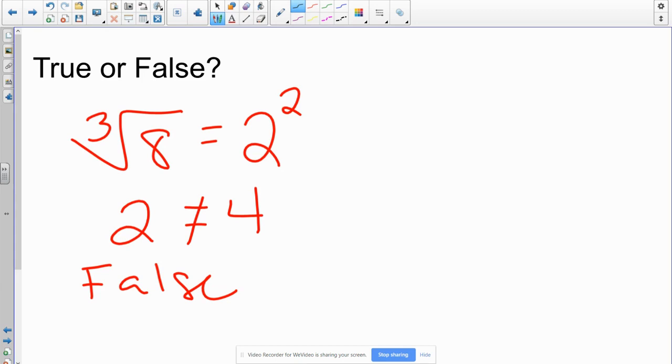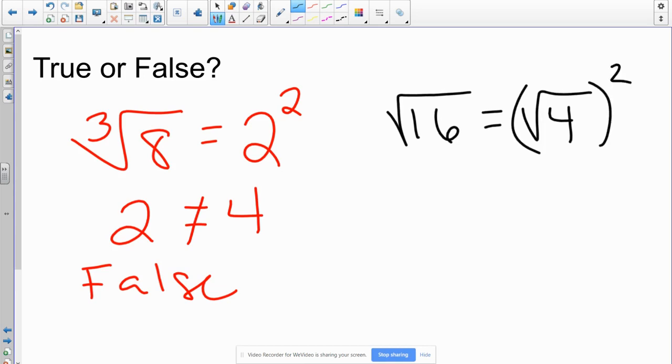And one more, the square root of 16 equals the square root of 4 squared. Well, the square root of 16 is 4. And if we go over here, the square root and the square cancel each other out, which leaves you with 4. And 4 equals 4, which is true.